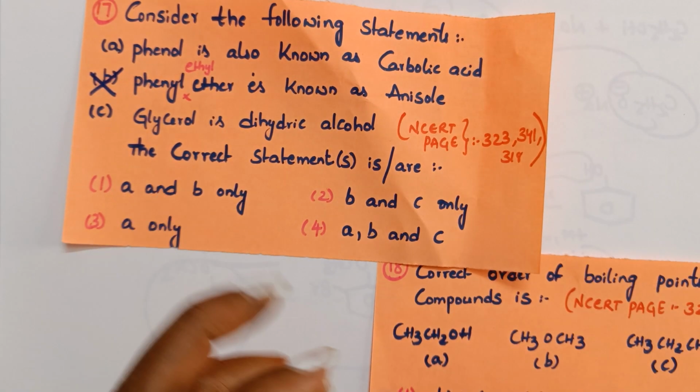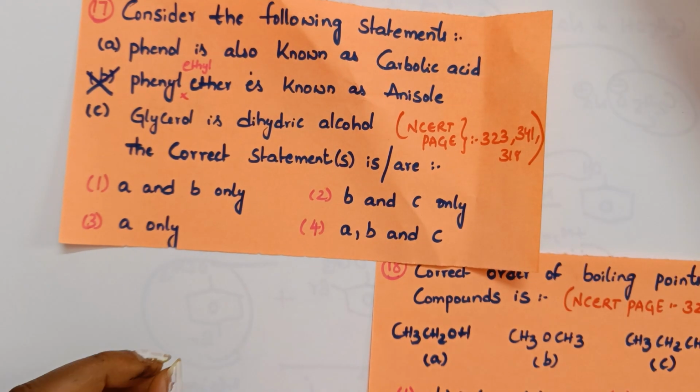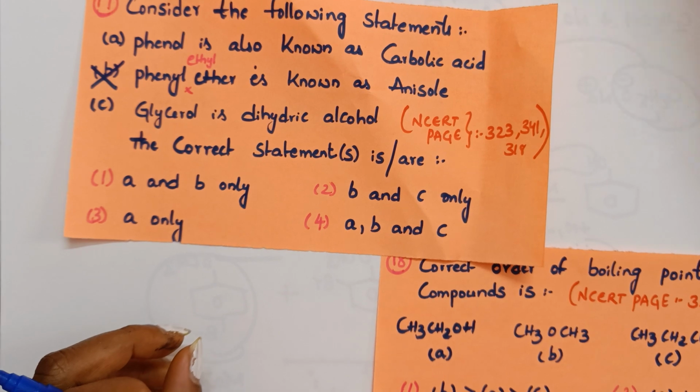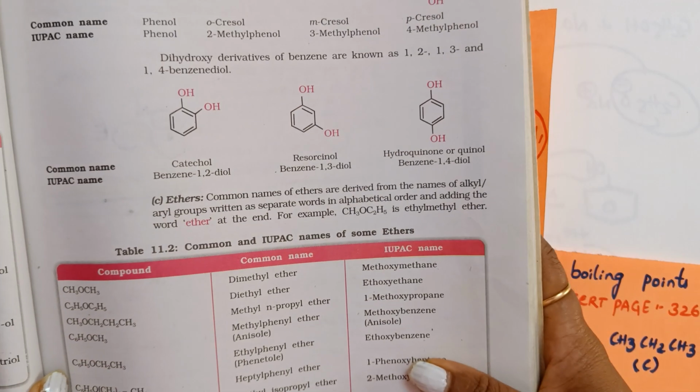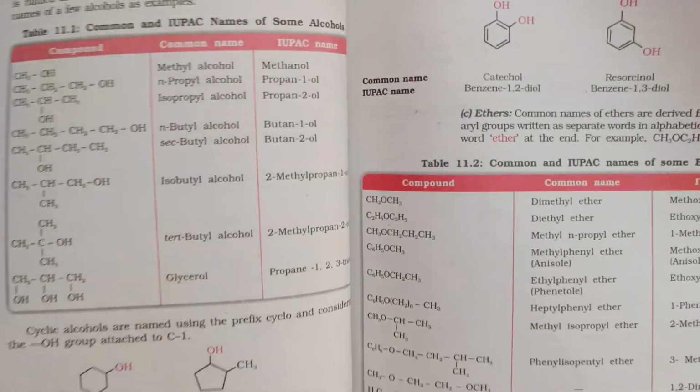Glycerol is a dihydric alcohol. This is from page number 318. See here, glycerol. Glycerol is a dihydric alcohol.